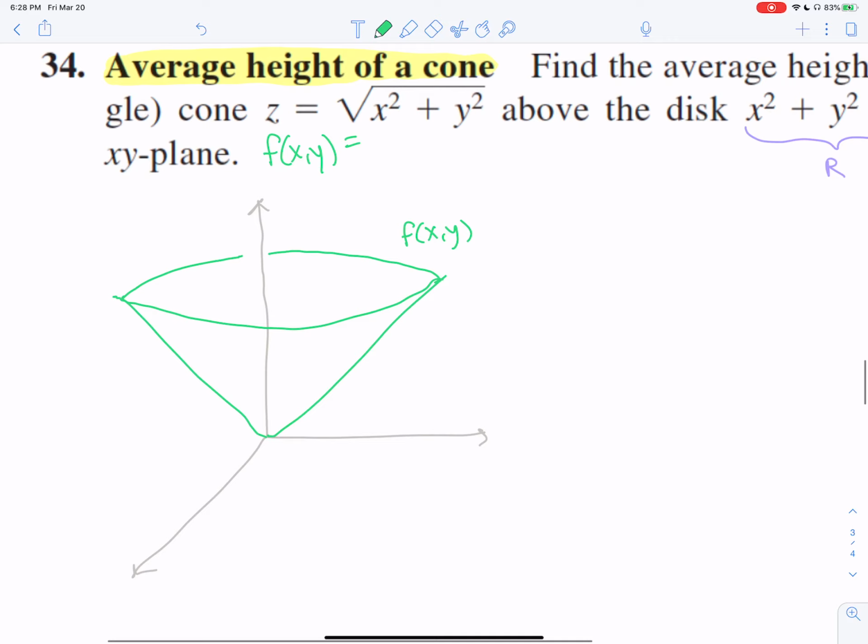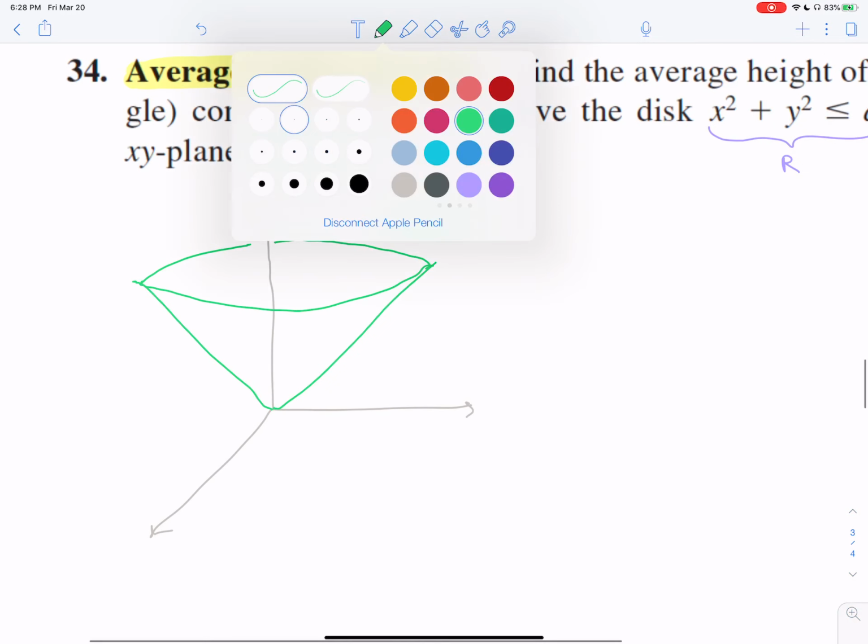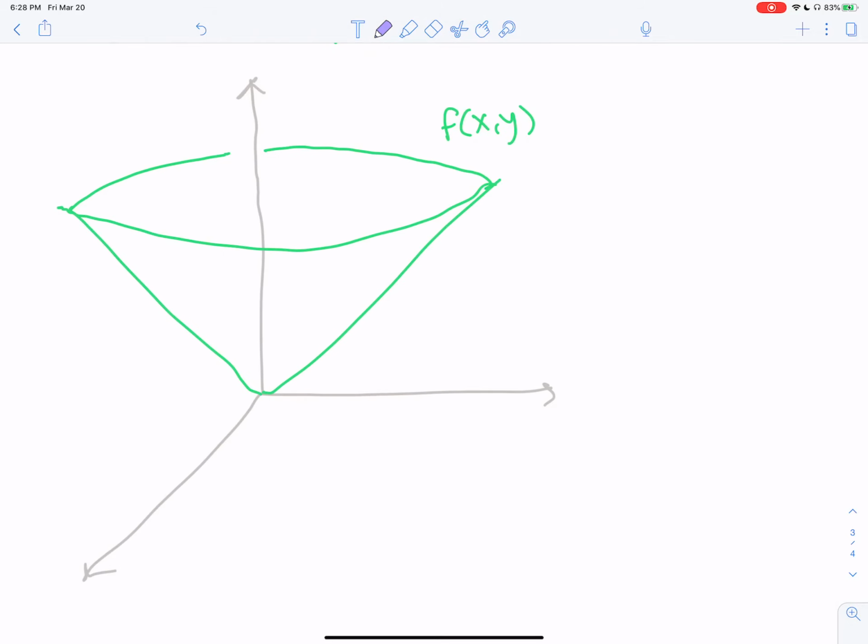And then what is our disk? So our disk is of radius a. So our disk could be this big. It could be like 1. It could be this. So depending on what a is, it's variable. It could be any size. So this is a length of a. But this whole region down here, this is R.